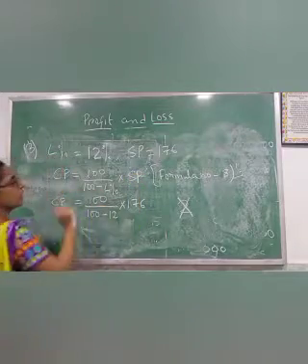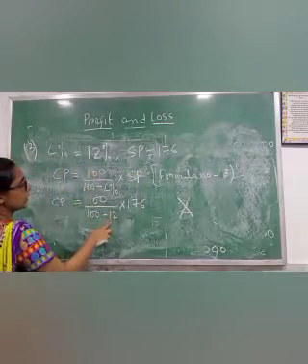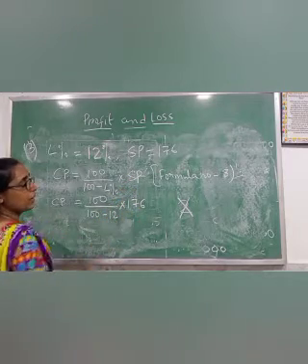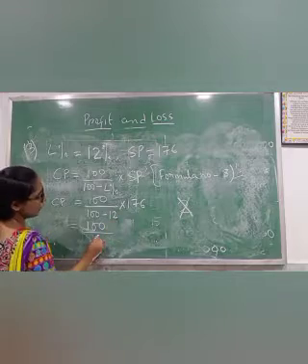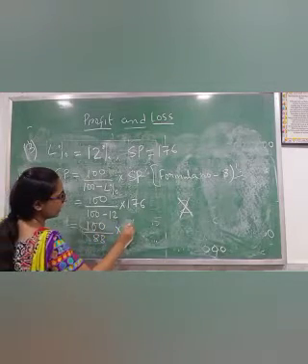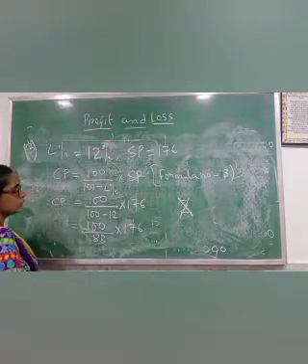Now I am putting the value. Loss percentage is 12%. I am writing 12. SP is 176. I am writing 176. Now solve this one. 100 minus 12 is 88, into 176. Now cancel this one using the table.